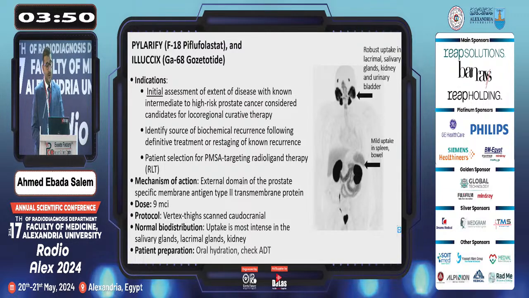Mechanism of action: it binds to the PSMA antigen expressed in the cancer cells. The dose is 9 millicuries. We usually image from the top of the head to the mid-thigh. For patient preparation, the patient needs to be well hydrated and void before the exam, and we also need to check for any medications that may interfere, including anti-androgen deprivation therapy.